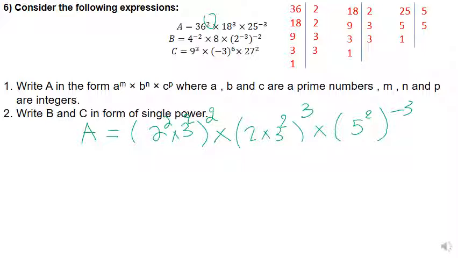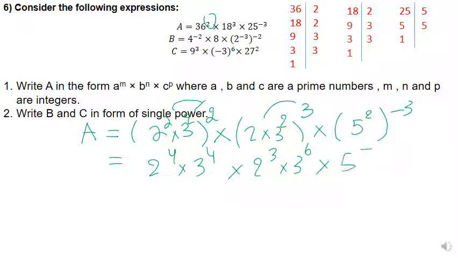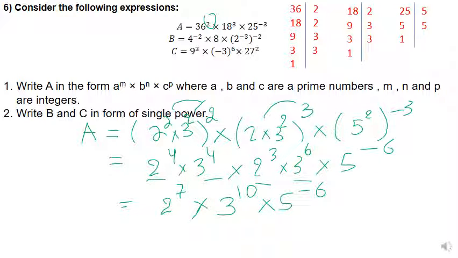Now we're going to distribute the exponents. So it's 2 to the power 4 times 3 to the power 4 times 2 to the power 3 times 3 to the power 6 times 5 to the power minus 6. Now 2 to the power 4 and 2 to the power 3 are like bases. So it's 2 to the power 7 times 3 to the power 10 times 5 to the power minus 6. So now we can say that A is written in the form of a to the power m times b to the power n times c to the power p.